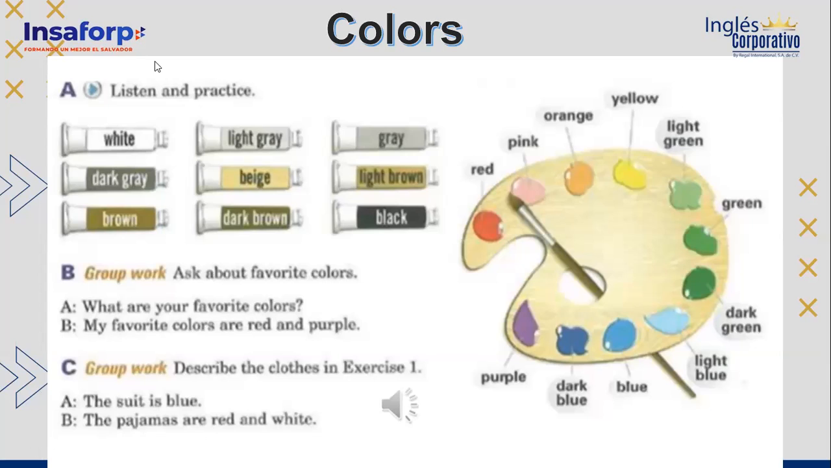Okay, I have one volunteer. Any volunteer to answer the question? Tell me, Alexandra, thank you. So tell me, Delmi, what are your favorite colors? My favorite is yellow.